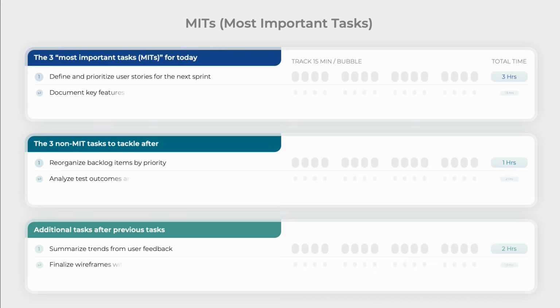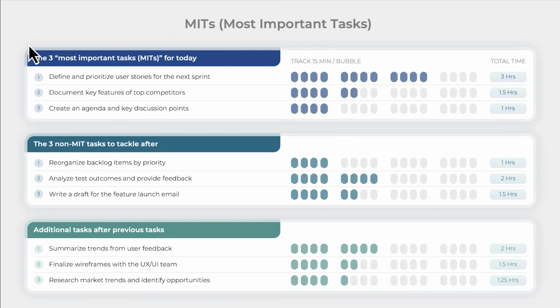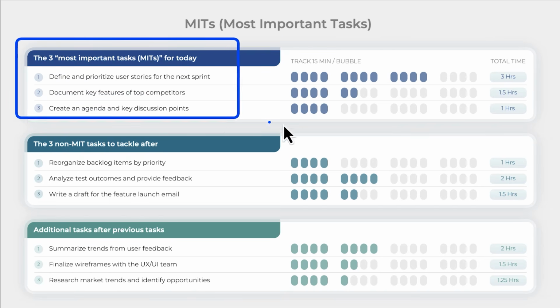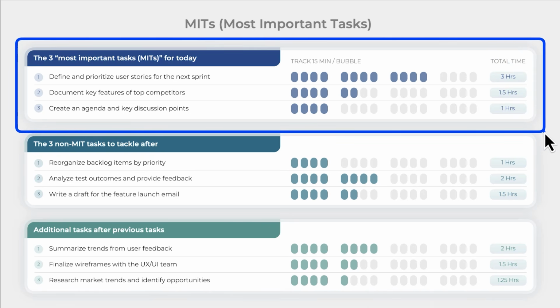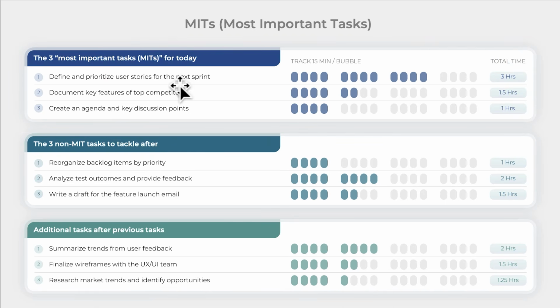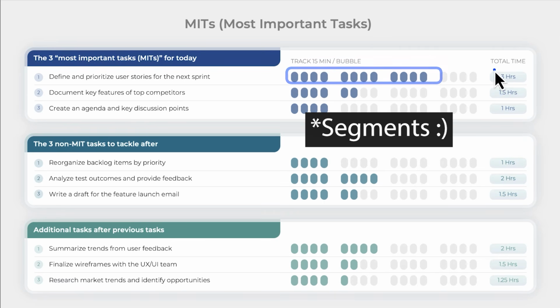With the most important tasks method, or MITs, start each day by selecting the most critical tasks that must be completed. These tasks are addressed during peak productivity hours, and after completing your MITs, secondary and additional tasks can be tackled. Now for each task, assign a duration by filling in 15-minute segments. So for example, 4 segments will be 1 hour and 12 segments would be 3 hours.